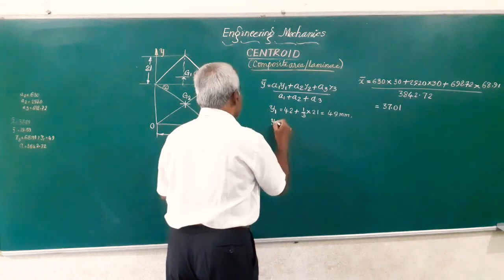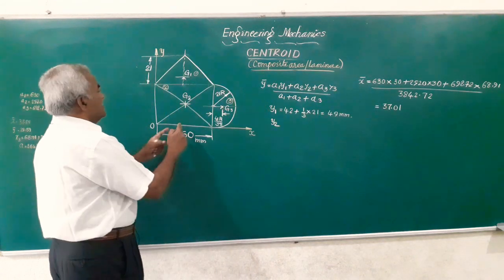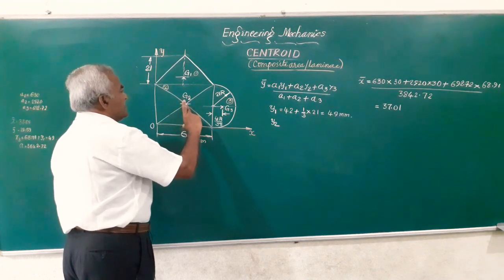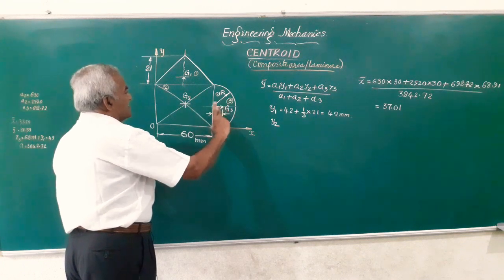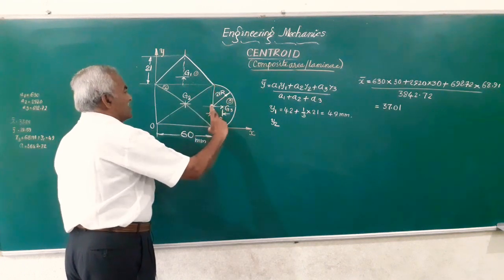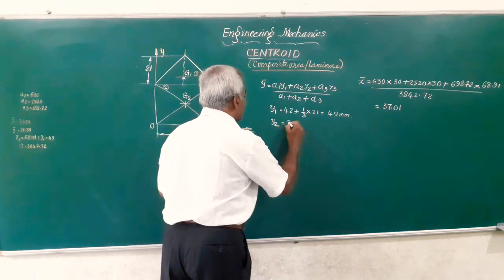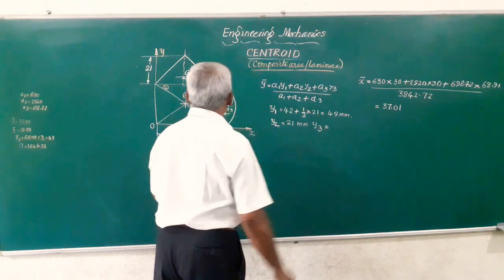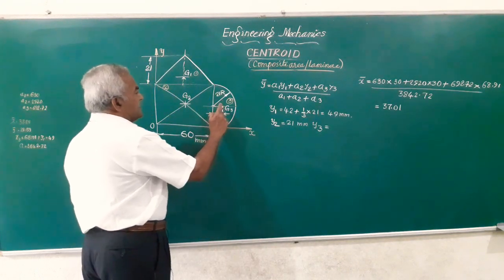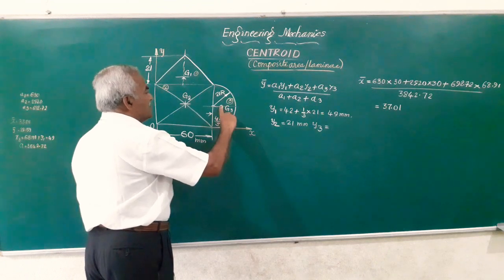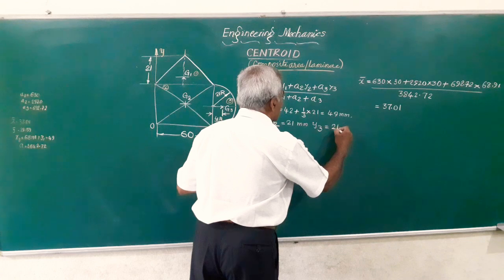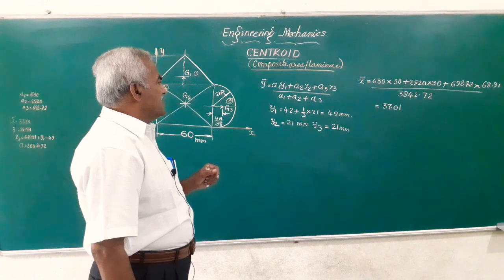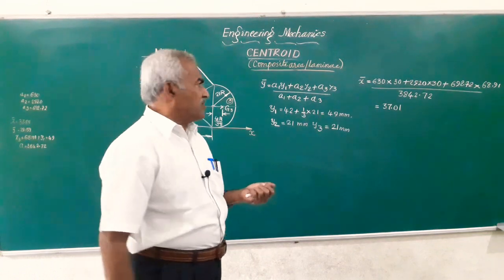Friends, on the same lines, y2 is the distance of the centroid of the rectangle from the x-axis. So this height, very obviously, is the same as this height. So this is 21. So y2 is 21 millimeter. Then y3 is equal to the distance of G3 from this axis, that is again 21 millimeter. Friends, we know all the values, and let us make the substitution and see what answer we are going to get for this y bar.